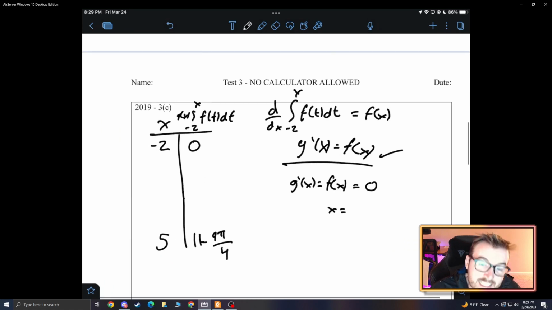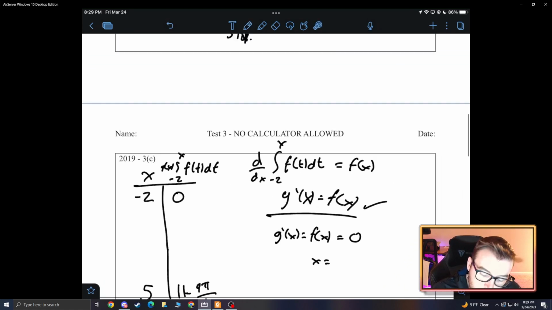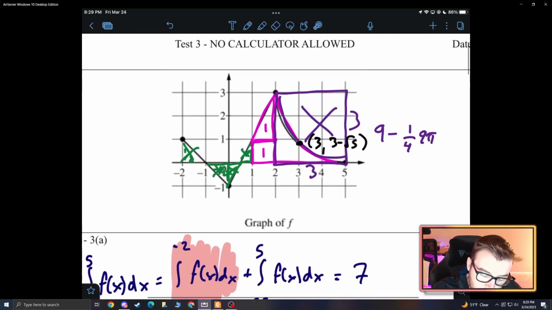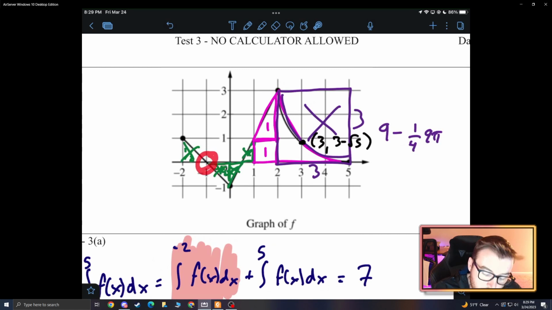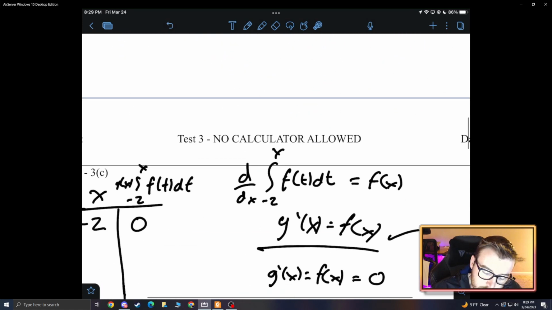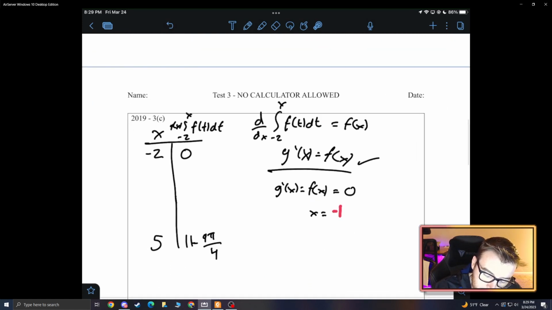And where does f, the function, equal 0? It equals 0 at -1, +1/2, and 5. Well, we already plugged in 5. So the other two critical points are -1 and 1/2.